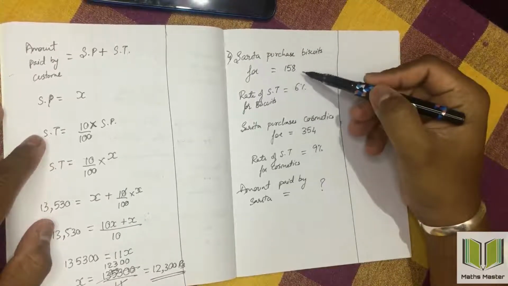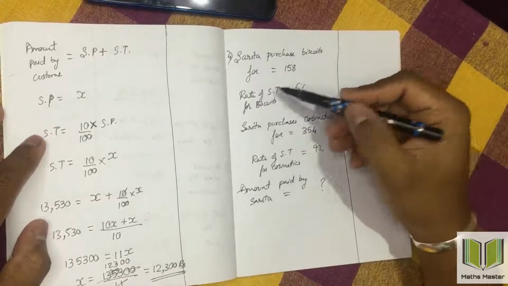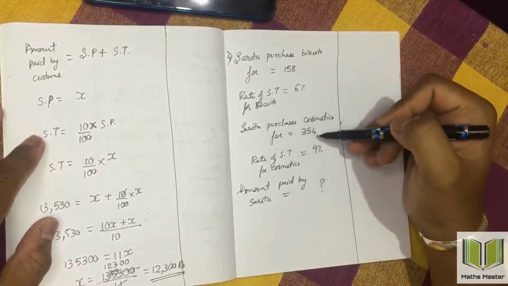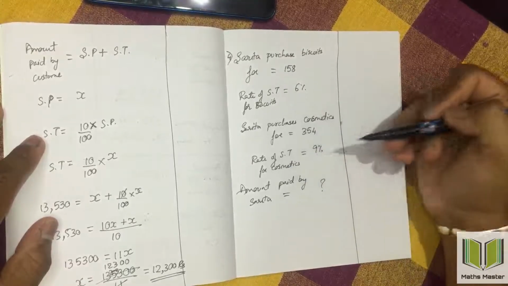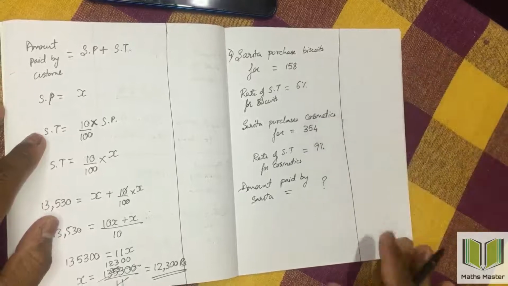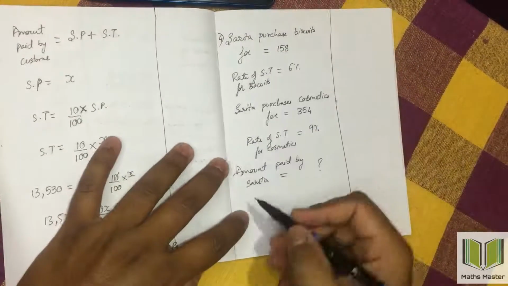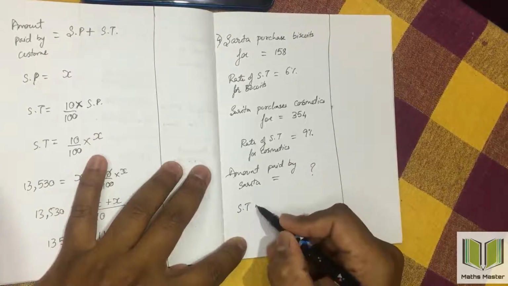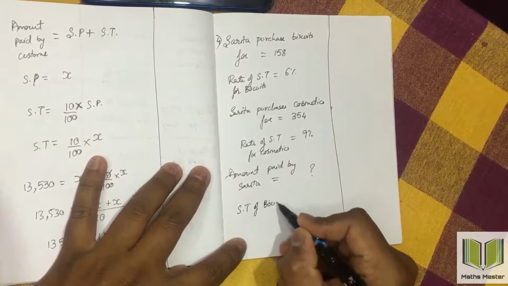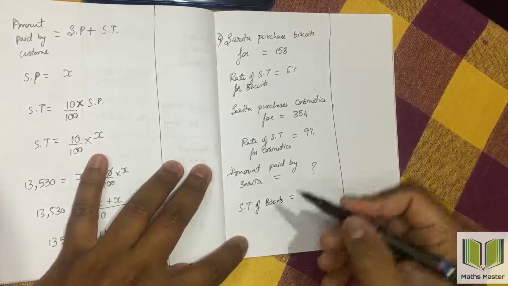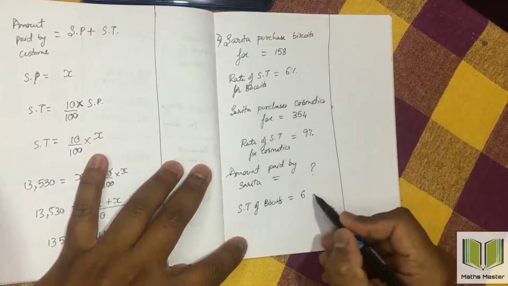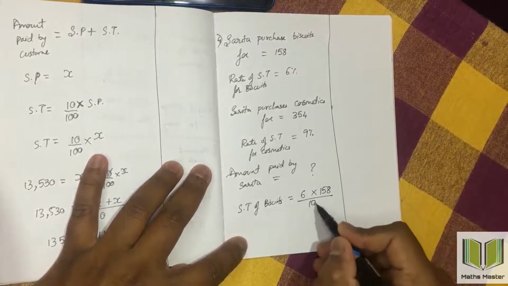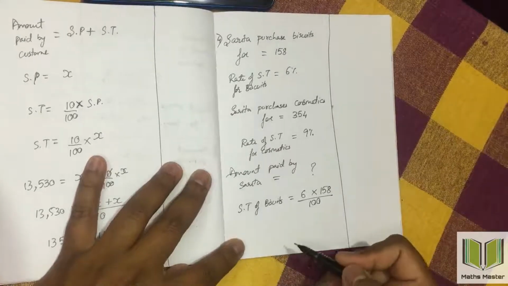Sarita purchases biscuit for rupees 158 with a rate of sales tax 6%. And she purchases cosmetic for 354 rupees with a rate of sales tax 9%. Okay, we'll take them together. First thing first, sales tax of biscuits. Sales tax of biscuits is equal to rate of sales tax, that is 6%, multiplied with sale price, which is 158, divided by 100. If I do this one, I'll be getting sales tax of biscuits.